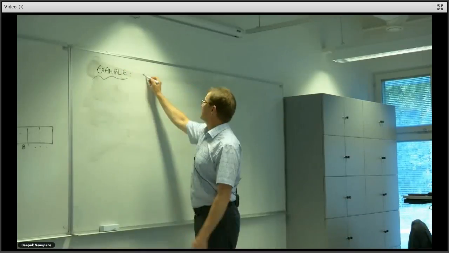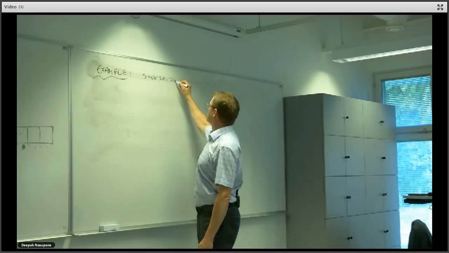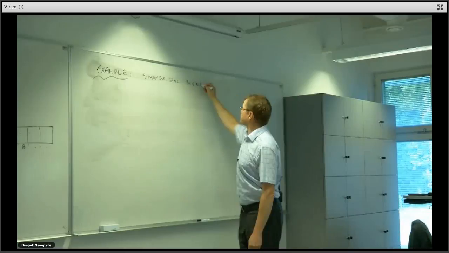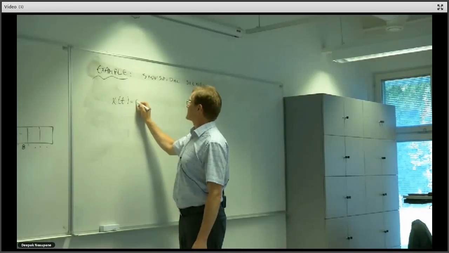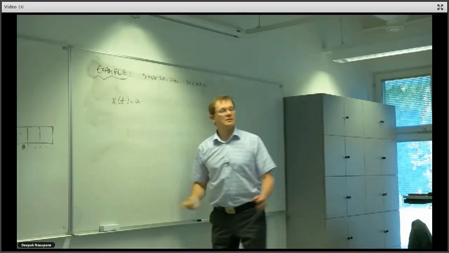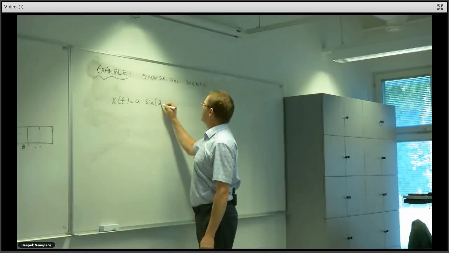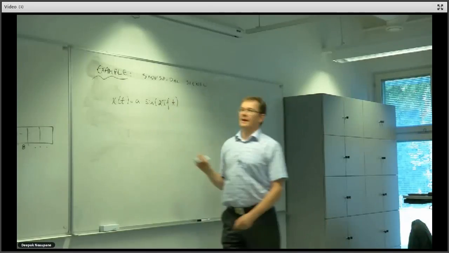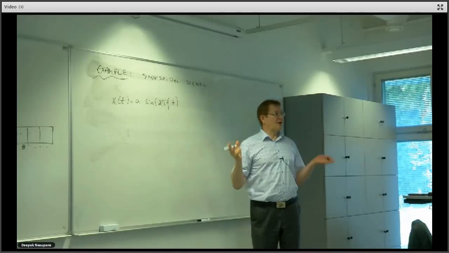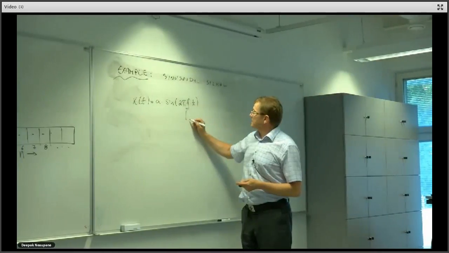Okay, so example. We have the sinusoid x of t equals some amplitude times sine of 2 pi f t. Okay, so how to do the sampling? Okay, that f here is the signal frequency.